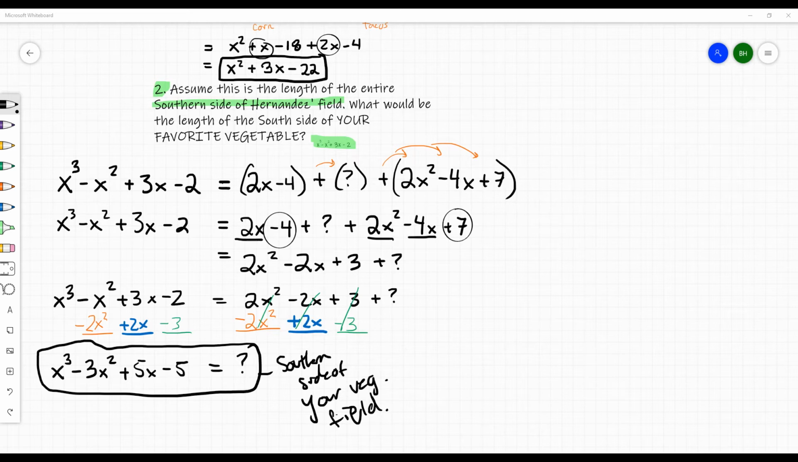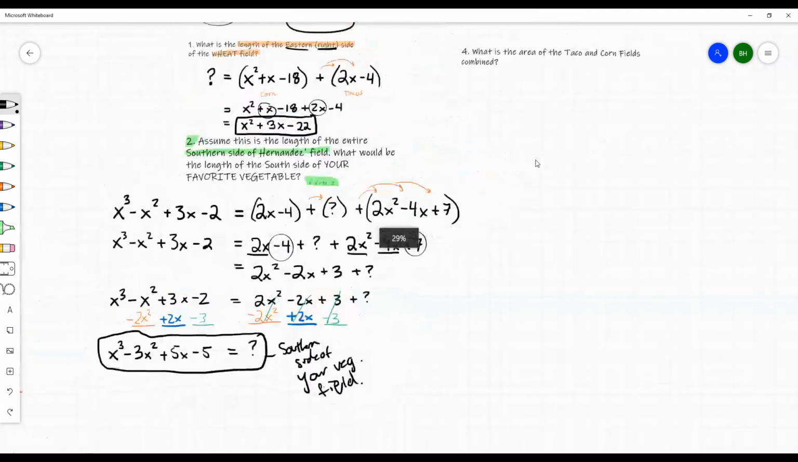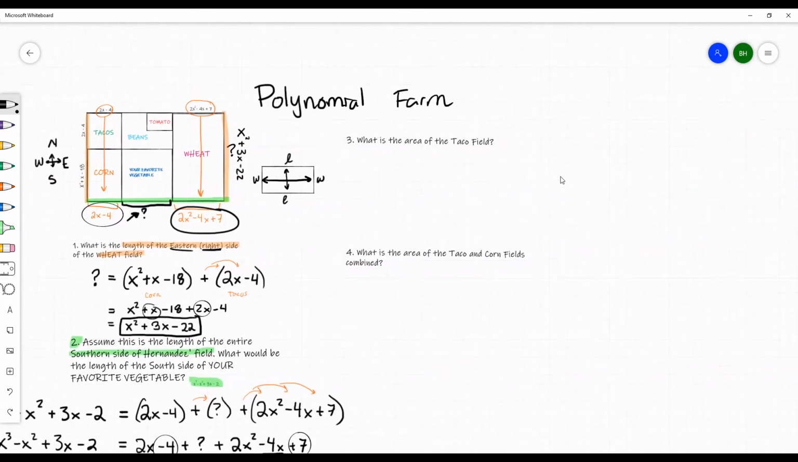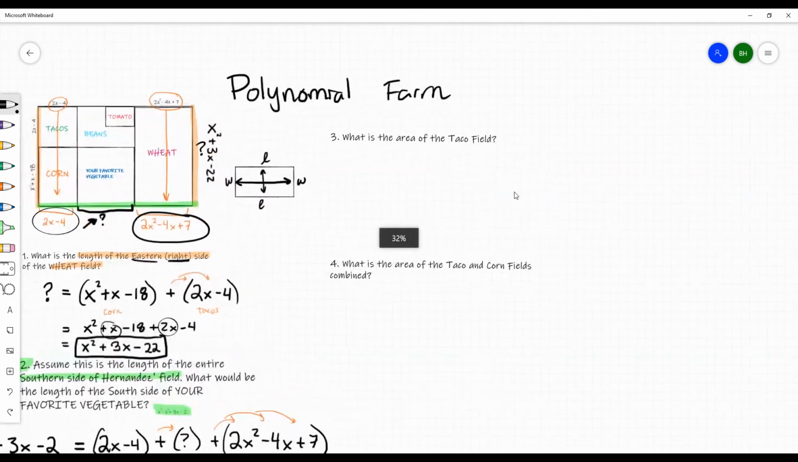Okay. So with that, we are ready to move forward to go to the next two questions, which have to do with multiplication.